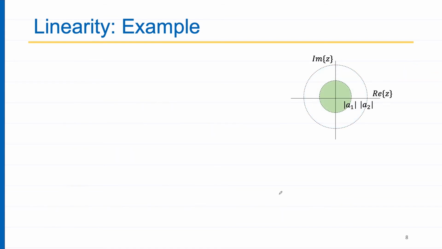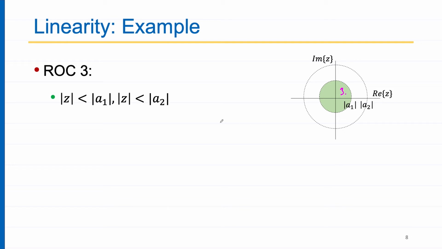Now consider the third region. This is the third ROC region. If my ROC is this, given that my X(z) is of the form which I showed in the previous slide, then what will be the inverse z-transform, or what will be the x[n] which corresponds to that X(z) and the ROC?